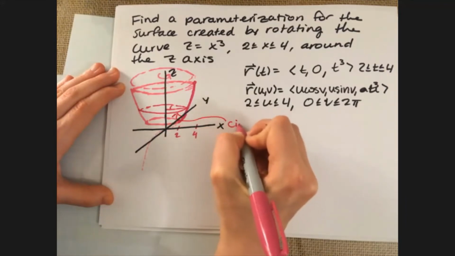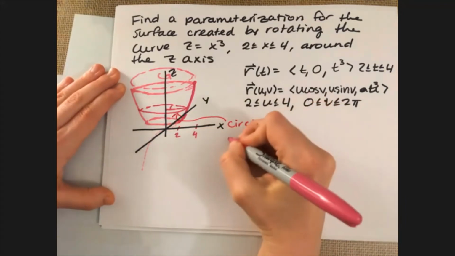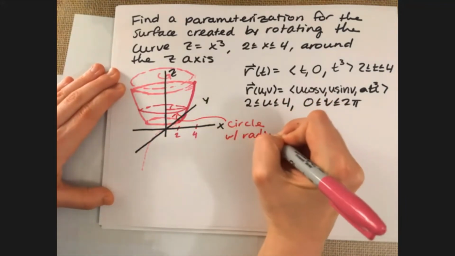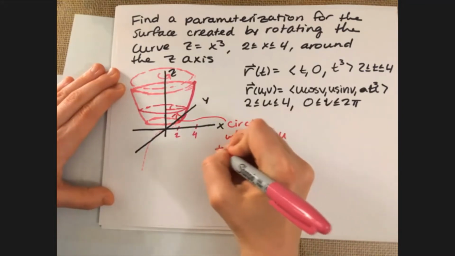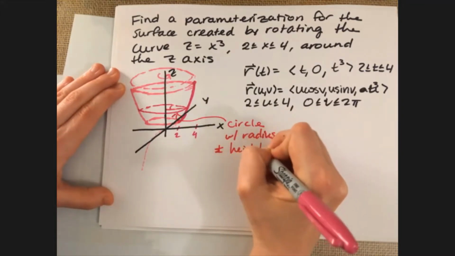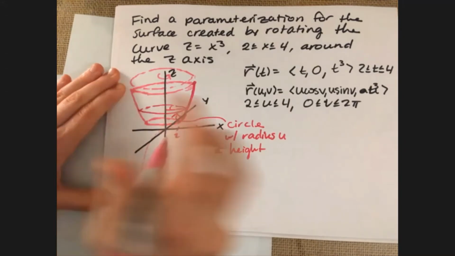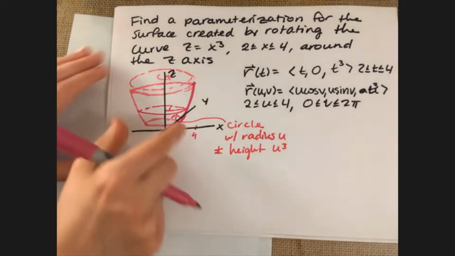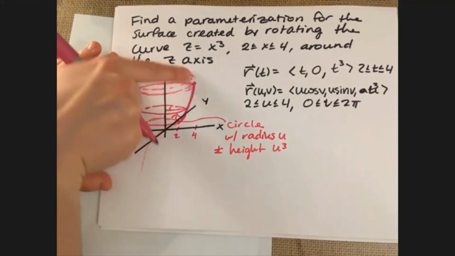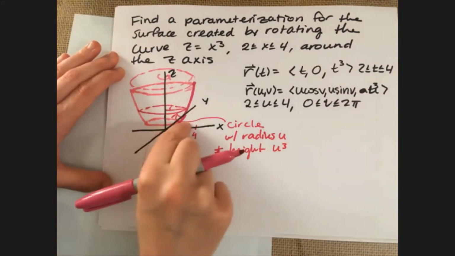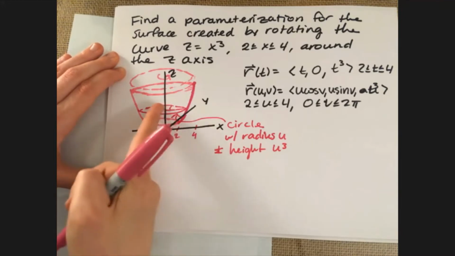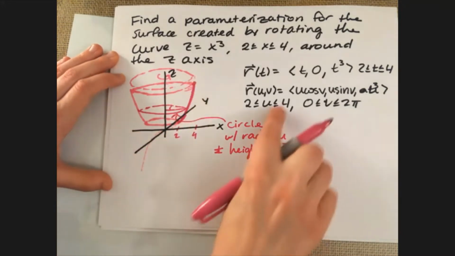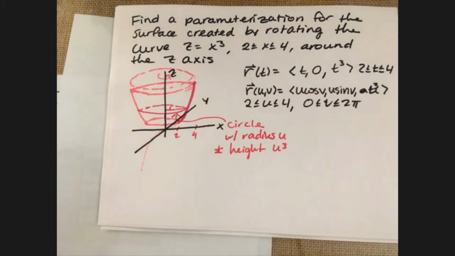So we need to think about this. This right here is a circle with radius u and height, and when I say height, I just mean how much it's been lifted up above the xy plane, u cubed. Okay, so it's sliding up and along this curve right here, where its distance from the axis is determined by how far out this curve goes, and that's really just what u is. But anyway, that's really all there is to that problem.